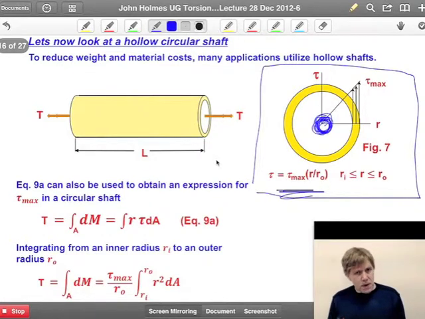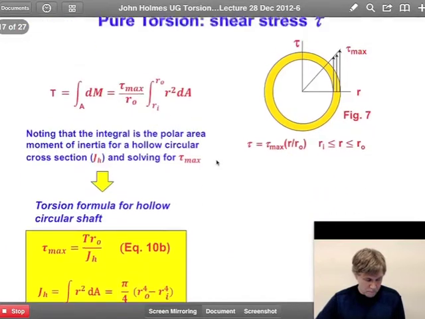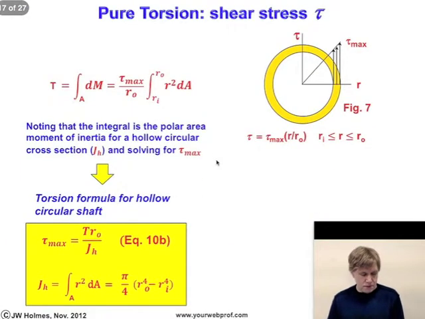Now, the same expression, equation 9a, can be used to obtain an expression for the maximum shear stress in a hollow circular shaft. All we're going to do now is change our limits of integration from R inner to R outer. Let's skip to the next view graph. Again, it's the same derivation as before, we just changed the limit of integration from the inner radius to the outer.